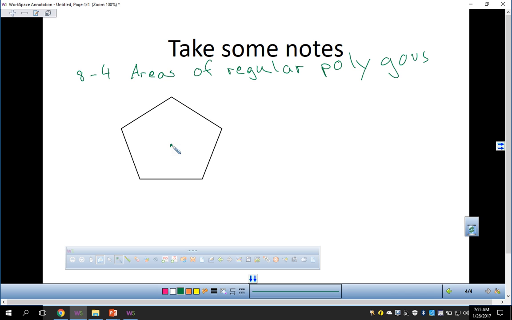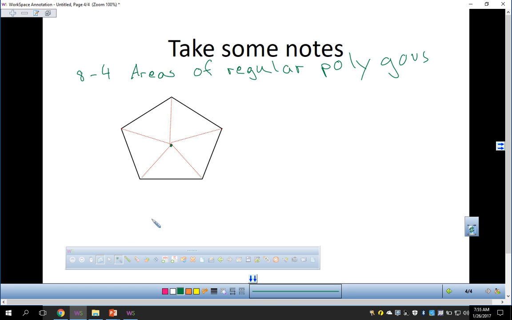One thing I could do is find the middle, okay? And then I can draw in some triangles from the middle. Like that, okay? How could I find the area of that thing? Just in general, if you knew some stuff, how could I find the area of that shape? Find the area of each triangle. What would I need to know in order to find the area of each triangle?